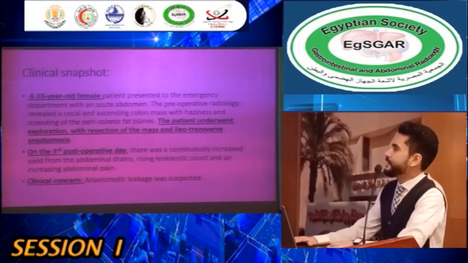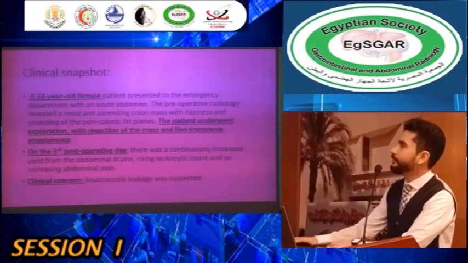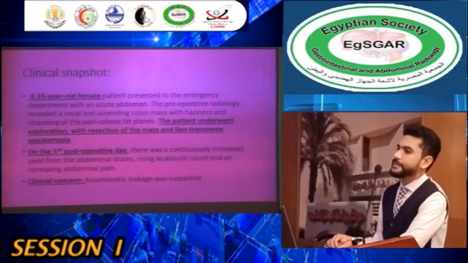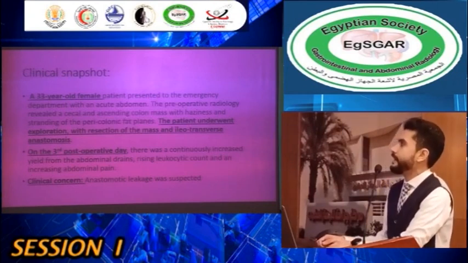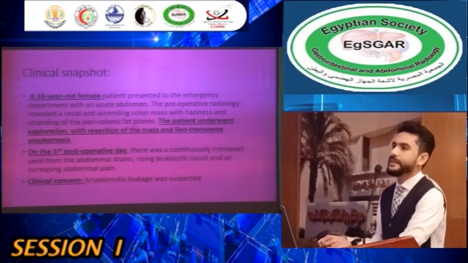Here we have in our first story a 33-year-old female. She presented to the emergency department with acute abdomen. The preoperative imaging revealed a colonic mass involving the right side of the colon. The patient underwent right hemicolectomy and ileotransverse anastomosis.